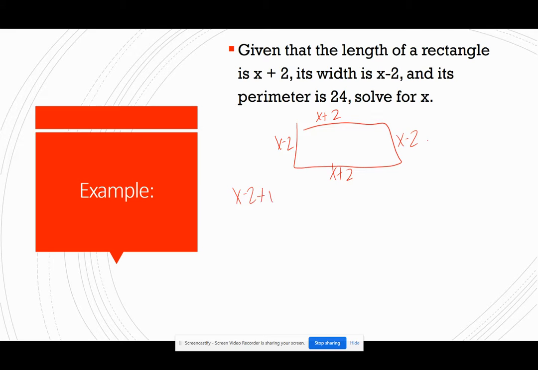x minus 2 plus x plus 2 plus x minus 2 plus x plus 2 equals 24. x gives me 4x. This cancels out. This cancels out. So 4x equals 24. So my x is 6. And I'm only asking you for the x. I could have asked you to find the length. If I did that, you would have to plug it back in up here, and you would get 8. I could have asked you for the width. You would plug it back here and get 4.